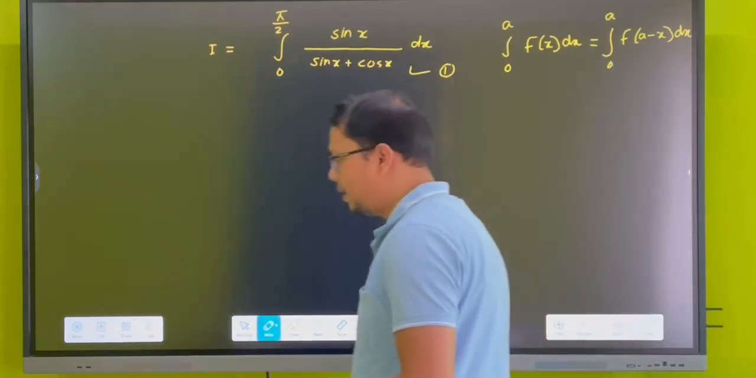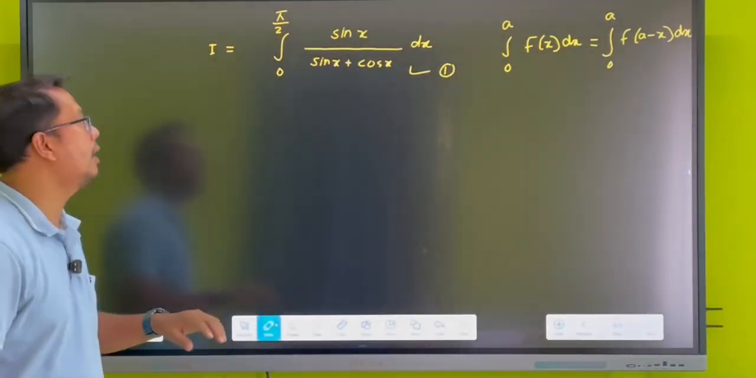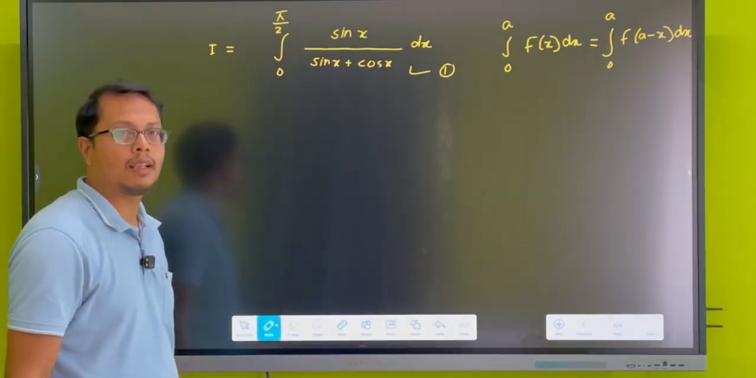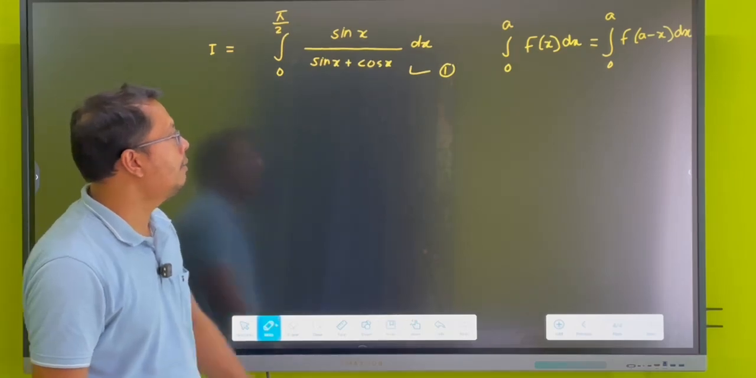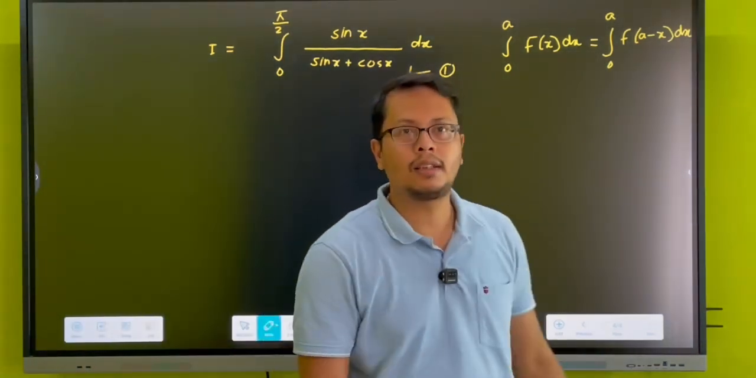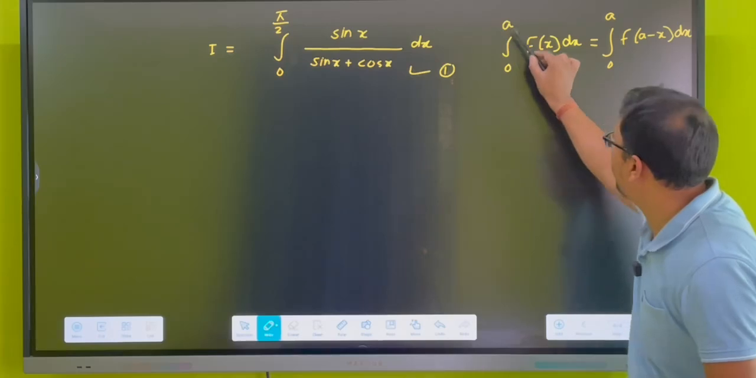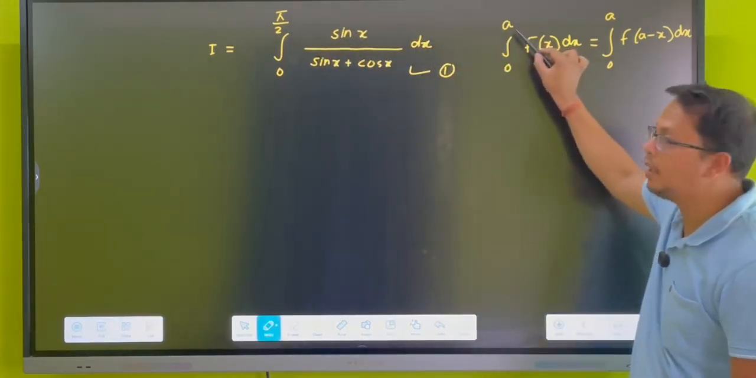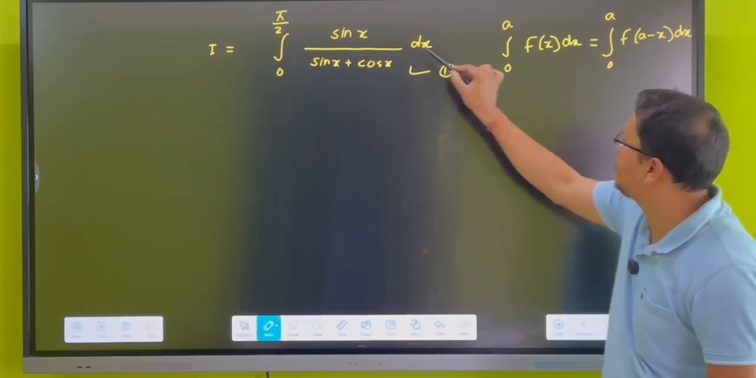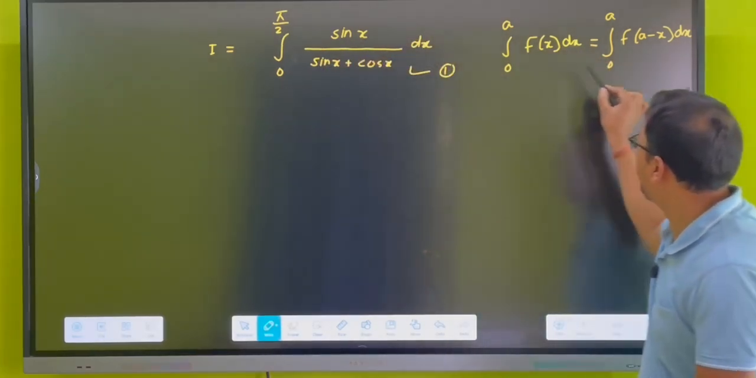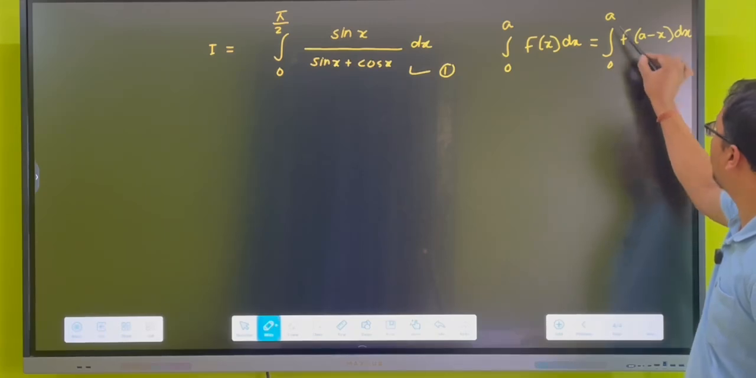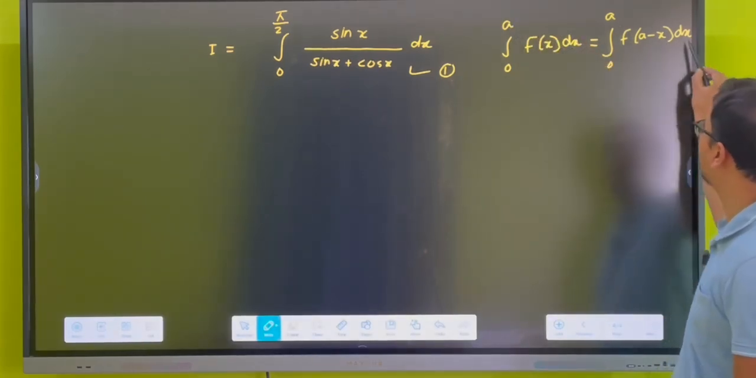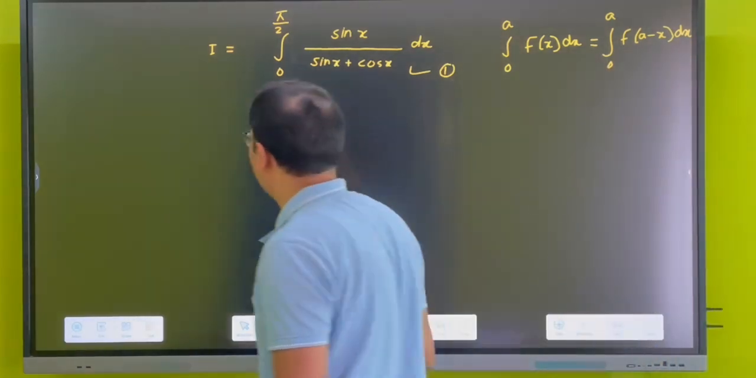This is an example of a definite integral: integral from 0 to pi by 2 of sin x over sin x plus cos x dx. There is an important property of definite integrals. See the limits 0 to a and 0 to pi by 2. This pi by 2 you compare with a, and there is some function here. So what happens? Integral from 0 to a of f of x dx equals integral from 0 to a of f of a minus x dx. The same property we are going to use here also.